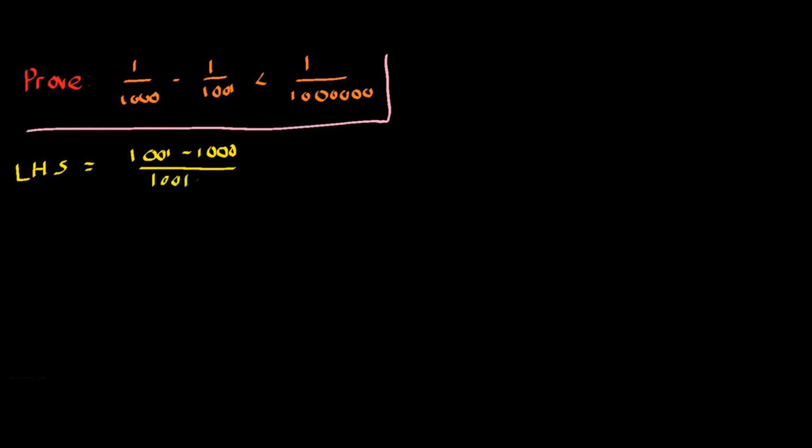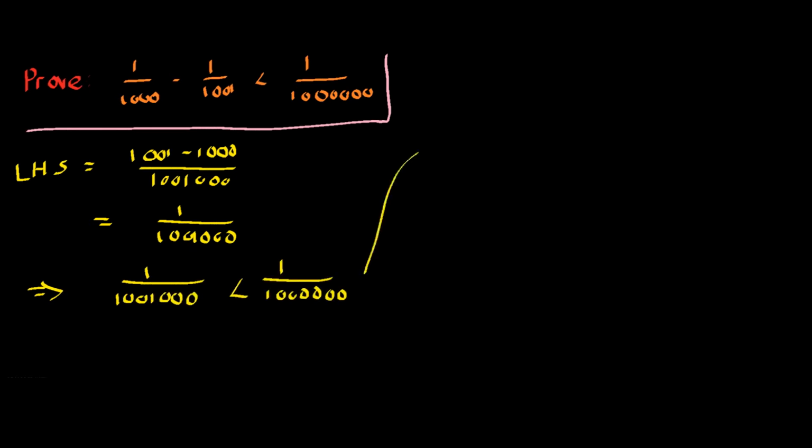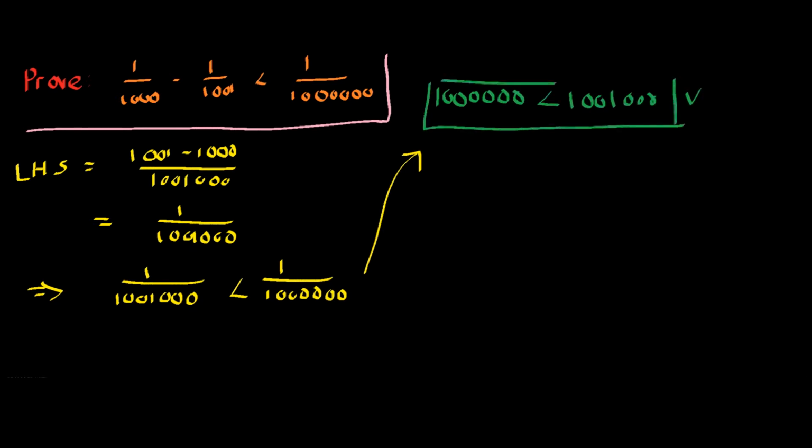So we get 1001 minus 1000 over 1,000,000 times 1000. We simplify this further, we see that the numerator is 1, so we have 1 over 1,000,000 times 1000. So now we multiply both sides by 1,000,000 times 1000, and we see that the right-hand side is in fact greater than the left-hand side, therefore QED.